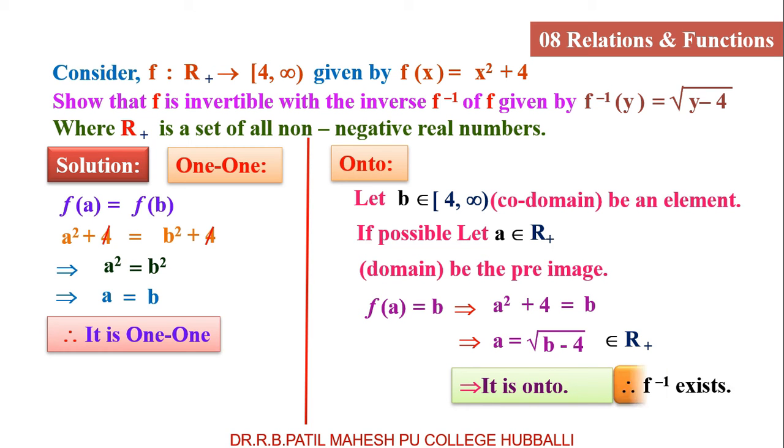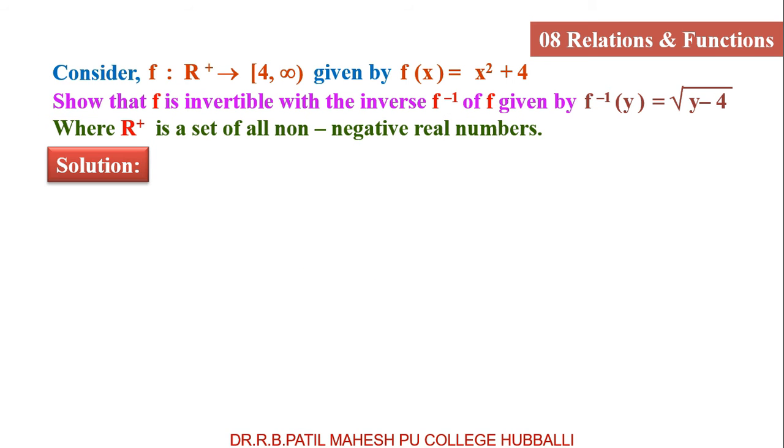So this is another way, and here also we got that the function is one-one and onto and the inverse exists. Either you write the first method of proving onto or this method of proving onto in the examination. Any one you write, you will get the marks. Then we'll go for the inverse.